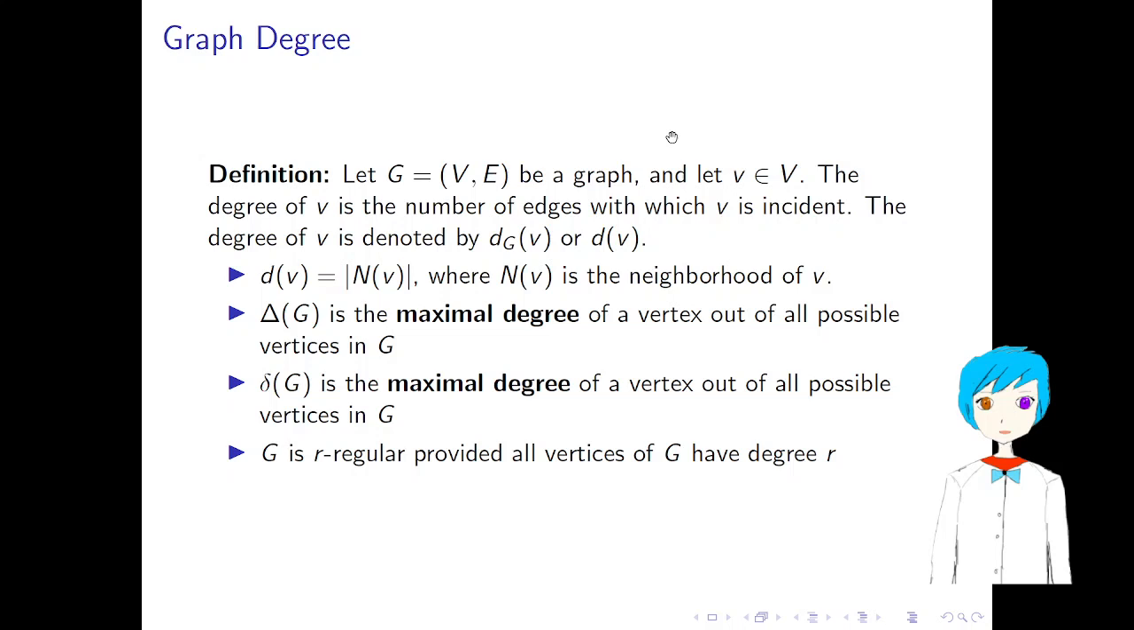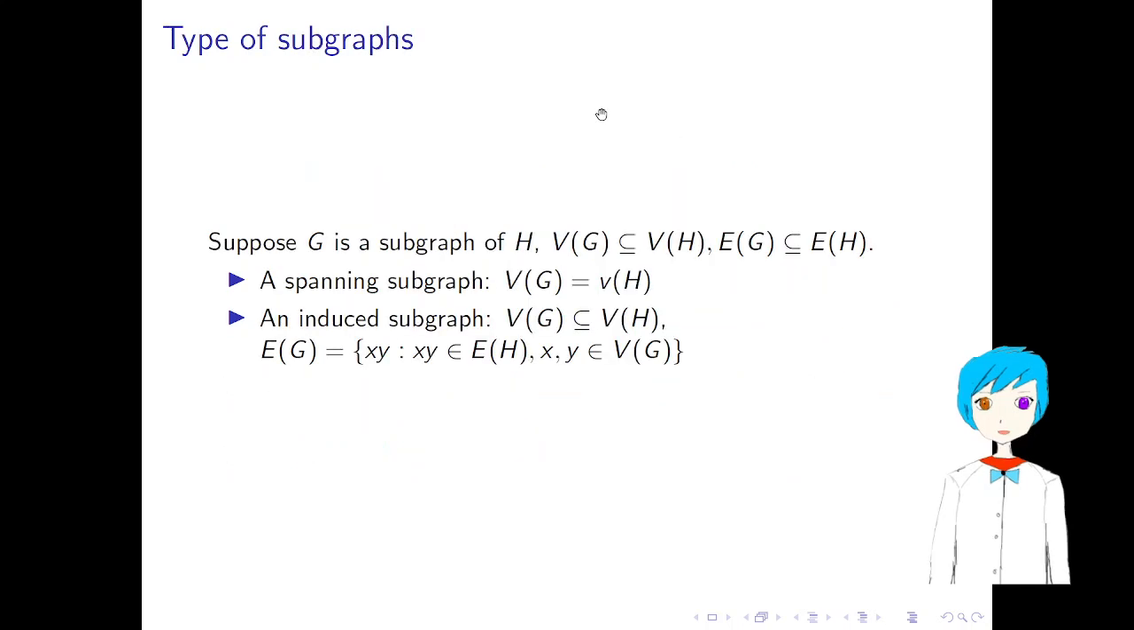A spanning subgraph is the case when the vertex set of G is the same as the vertex set of H. An induced subgraph is a subgraph such that the vertex set of G is a subset of the vertex set of H, and the edge set of G consists of the edges xy such that xy is in the edge set of H, and x and y are in the vertex set of G.